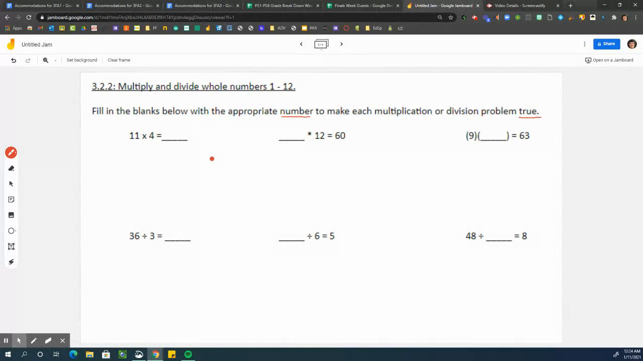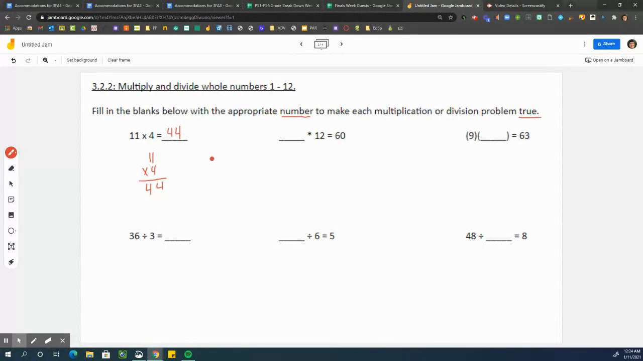So 11 times 4 is 44. If we know this in our head, we can do it that way, or we can write it out, 11 times 4, and follow this way. 1 times 4 is 4 in the ones column. There's no carrying necessary. And then 4 times 1 in the tens column, and that's 44.